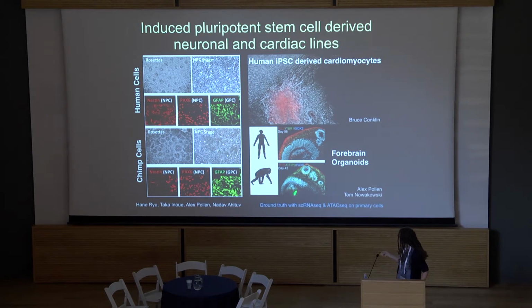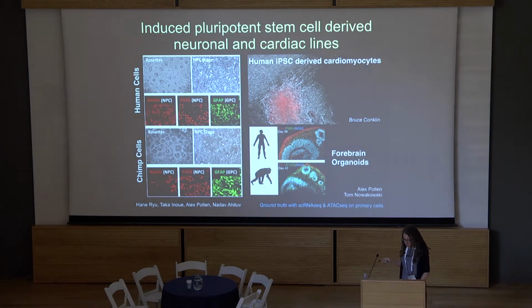Importantly, Alex and then Tom Nowakowski, who's another fantastic young scientist, have been ground truthing all of these in vitro systems with primary cells, so human, not chimp, but human whole hemispheres that they have access to from different embryonic stages and early postnatal stages, and we've been genomically characterizing those with single-cell RNA-seq and ATAC-seq to provide some ground truth for what we see in vitro.